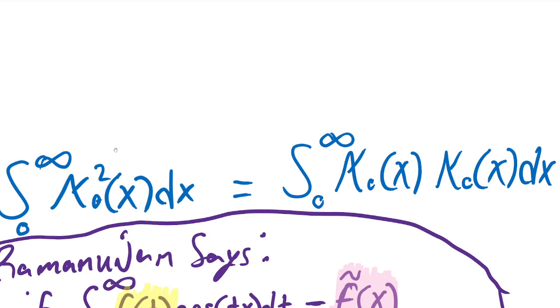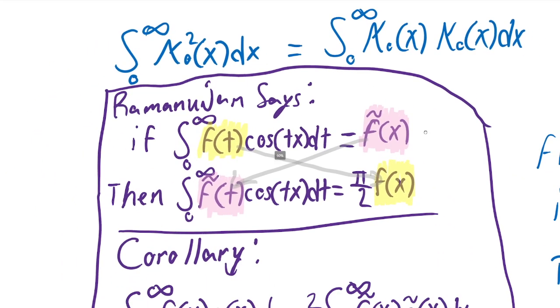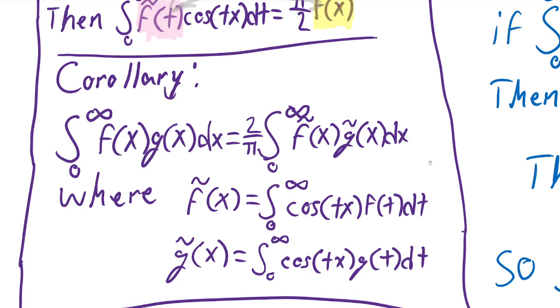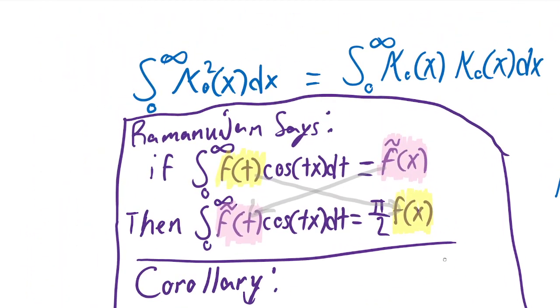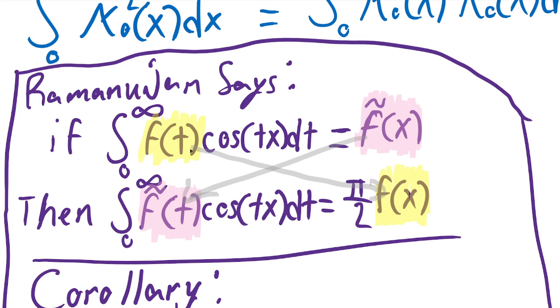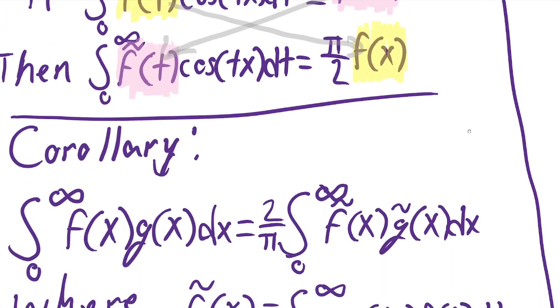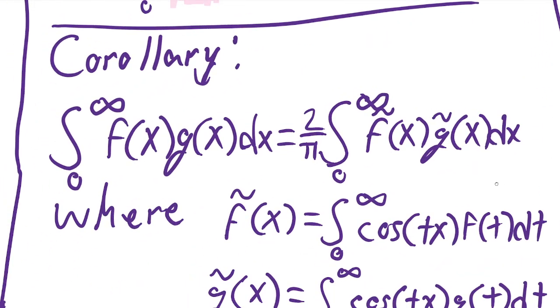For the second one, we're going to use the theorem that Ramanujan came up with, and a bit of a corollary to that. So here's the theorem that Ramanujan came up with. I'll call this a cosine transform. The cosine transform of a cosine transform is equal to pi over 2 times the function that you start off with. That's basically what it is. And I'll leave it to the viewer to come up with this. It's pretty simple.